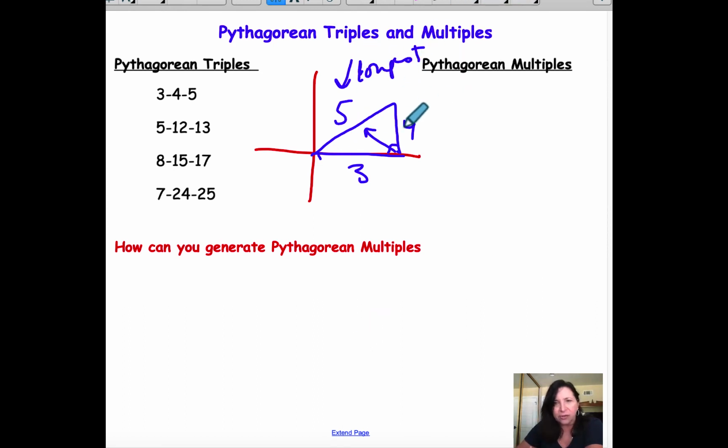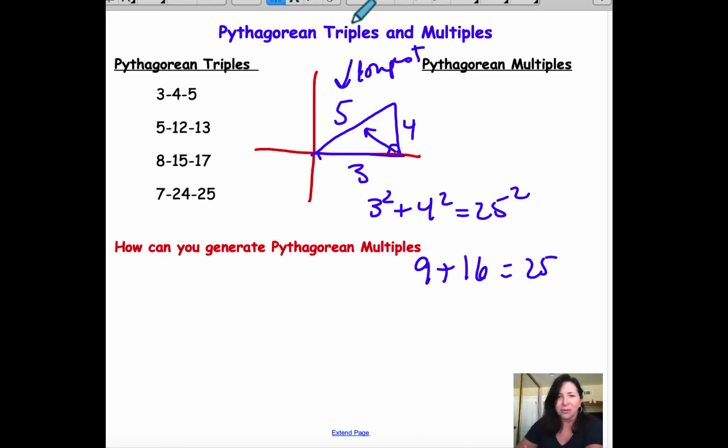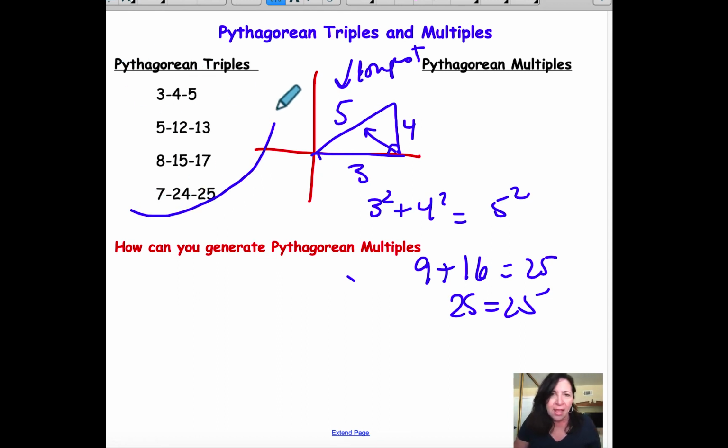Always, the hypotenuse. So you would say 3 squared plus 4 squared equals... sorry, not 25 squared, whoops, 5 squared. We've got 9 plus 16, which does equal 25. And that 5 squared is 25, so 25 equals 25. All of these we call the Pythagorean triples, okay? Basically, these are like our familiars.